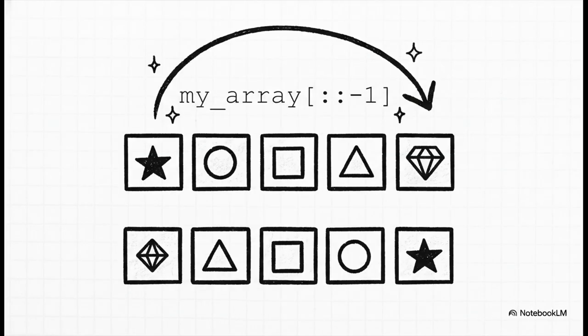And this right here is the ultimate party trick for Python programmers. It's so elegant. That little ::-1 syntax is just a shorthand that tells Python to start at the end, go to the beginning, and step backwards one element at a time. It's a full reversal in one beautiful line of code.